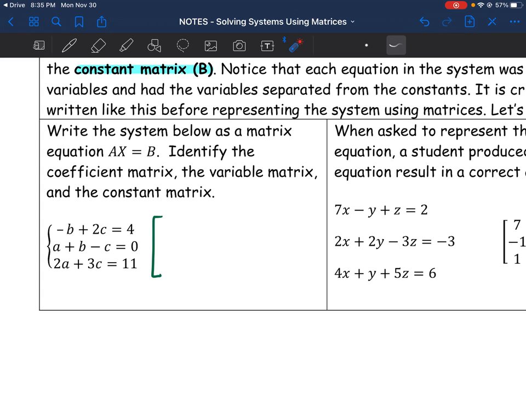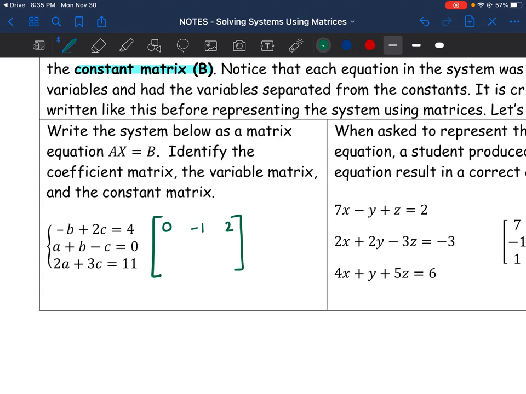Notice that the variables here are a, b, and c in that order. And notice that in the first equation, there is no a. So this would be a 0a. So our coefficient matrix for the first row is going to have a 0, a negative 1, and a 2.